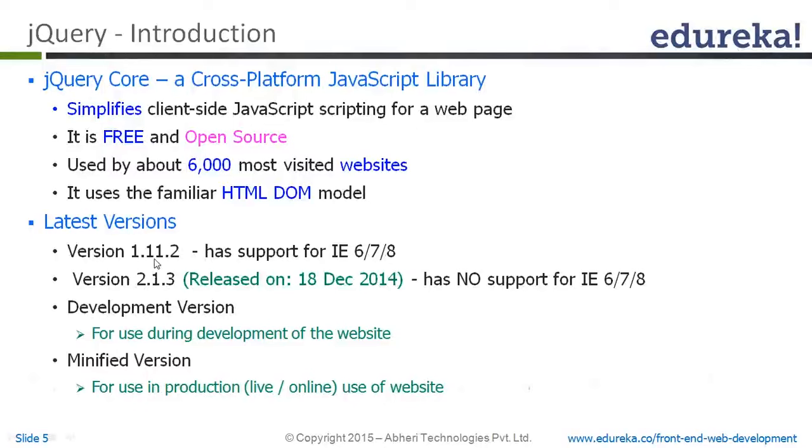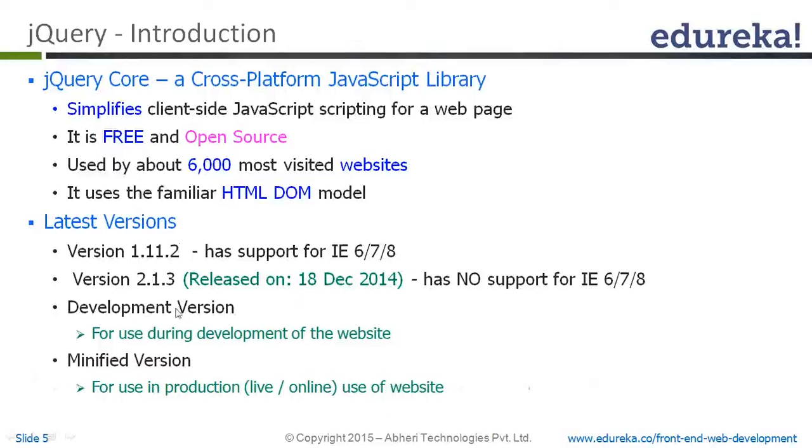jQuery comes in two flavors. One is version 1.11.2, and the latest version is 2.1.3. Version 2.1.3 was released on December 18th, just about 2 months ago.